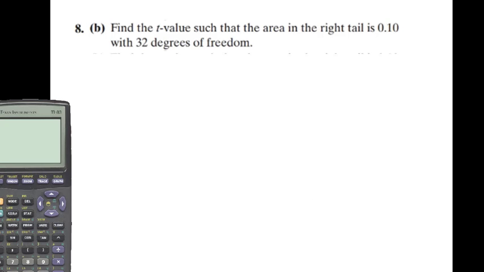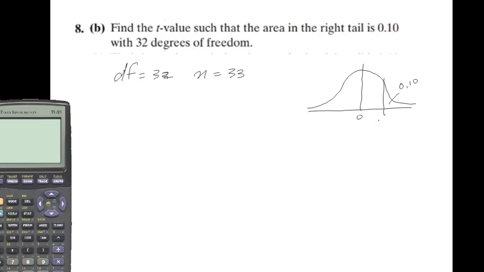Find the t-value such that the area in the right tail is 0.1, and the degrees of freedom is equal to 32, and so that means that n was 33. And I want to draw this picture here, and this time I have this is 0.10, and I know that 0 is the middle, and I want this t-score right here. I want that t-score right there.